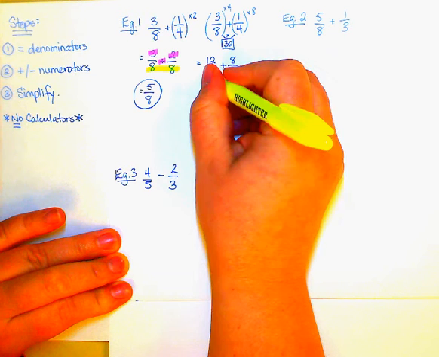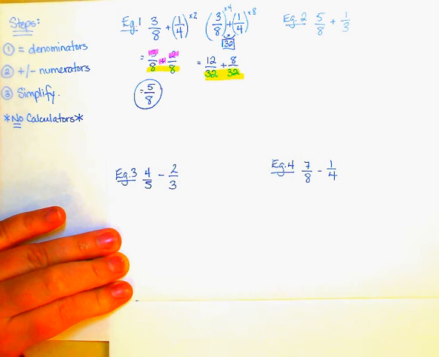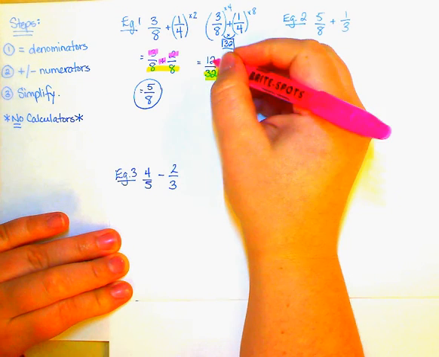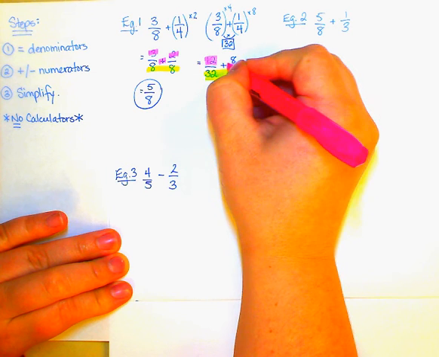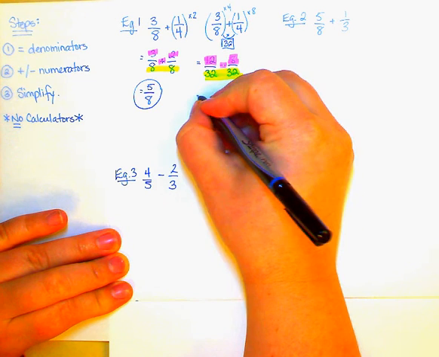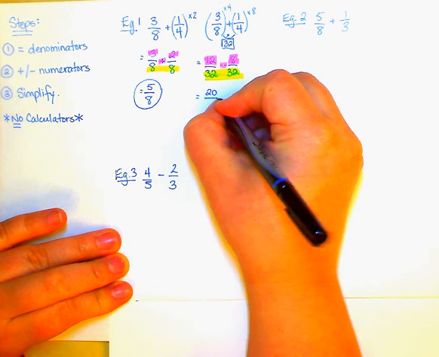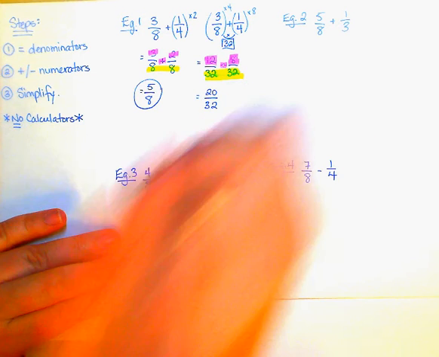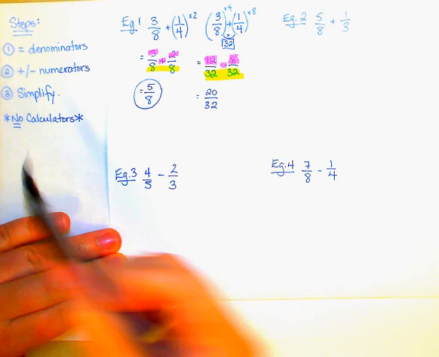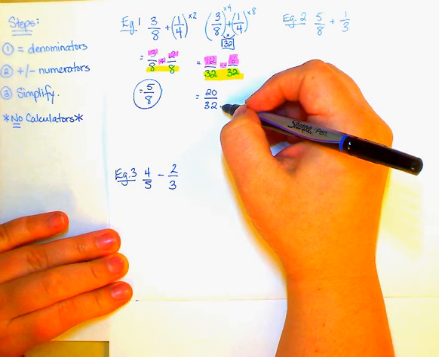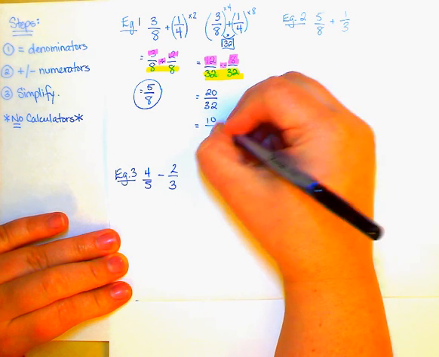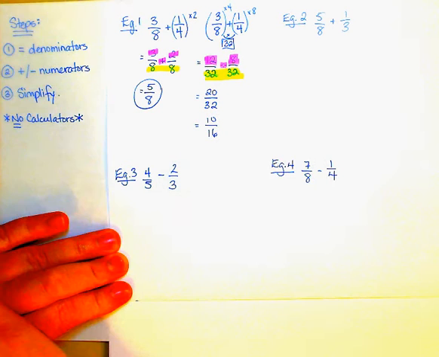Again, I have the same numbers on the bottom, 32. So I'm ready for step 2. Step 2, I'm going to add. So I'm going to add my numerators, 12 plus 8. Well, 12 plus 8 is 20. My denominator stays the same, so it stays 32. I have 2 even numbers here, so I'm going to simplify. Because they're both even, I know they can both be divided by 2. So 20 divided by 2 gives me 10. 32 divided by 2 gives me 16.